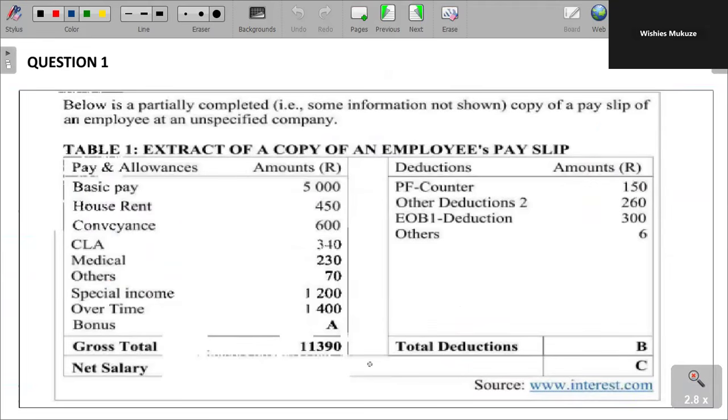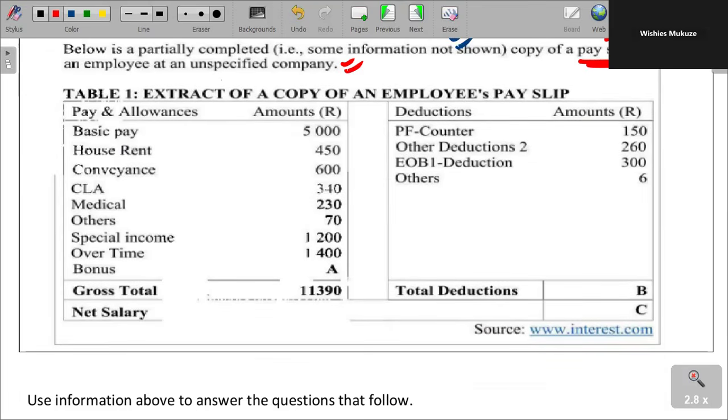We are given a partially completed copy of a payslip, with some information not shown. We are talking about financial documents. It's a payslip of an employee at an unspecified, unnamed company. Table 1.1, an extract of a copy of an employee's payslip. We are given pay and allowances.